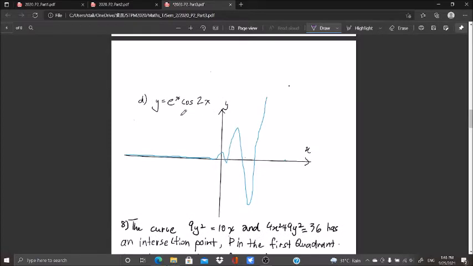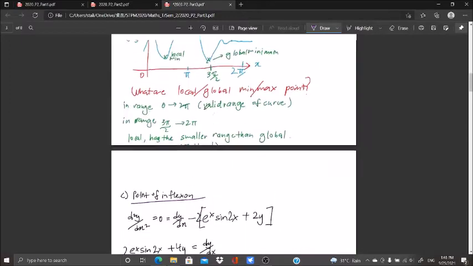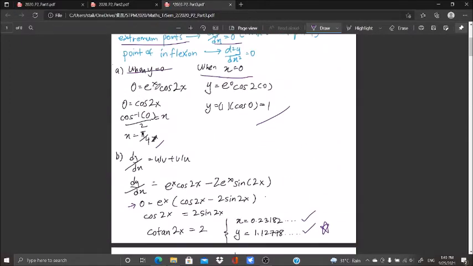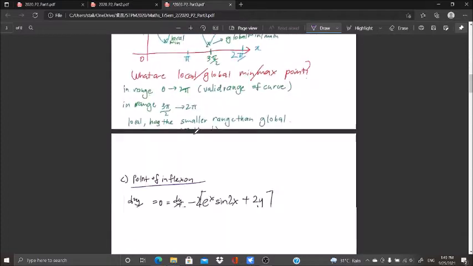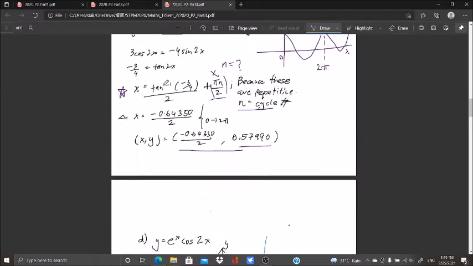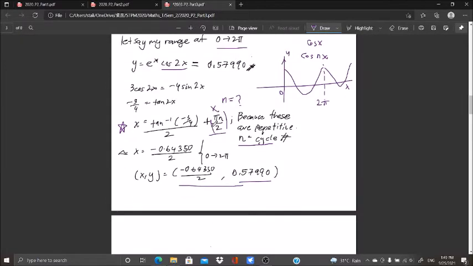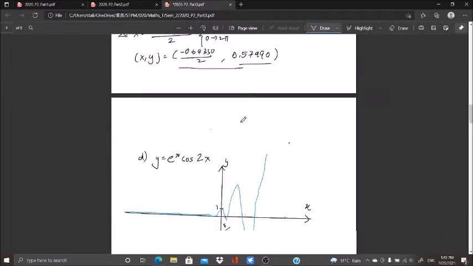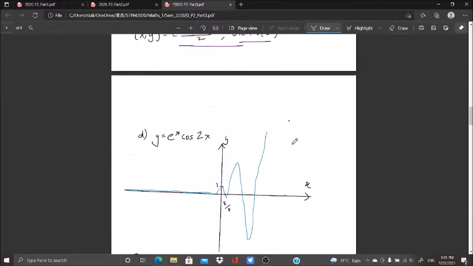Finally, we need to plot out our curve. As I mentioned just now, mark out our x-intercept 1 and pi over 4. So this is 1, and this is pi over 4. This thing I didn't mark up, which is pi n over 2. This can be n equals 1, n equals 2, n equals 3, and repetitively as n approaches infinity. So you will have this type of curve.